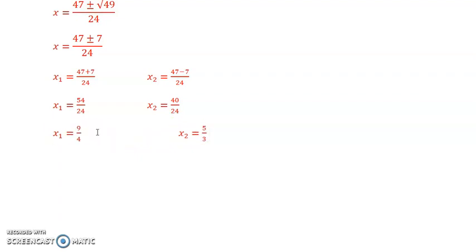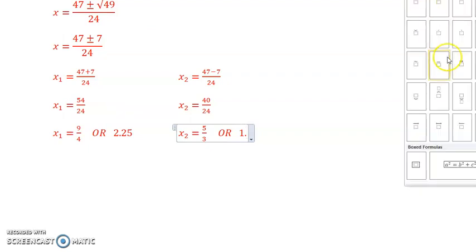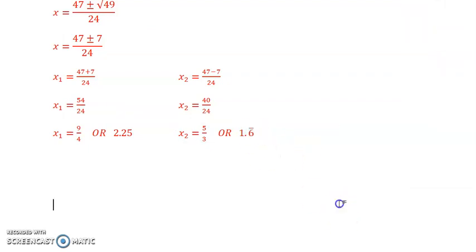This one's a better decimal because it's terminating. It's 2.25. Unlike the second value, which is non-terminating, but it is repeating. So that ends up being 1 decimal, 6 repeated. So we put that little line over the 6, which shows the 6 goes on forever.